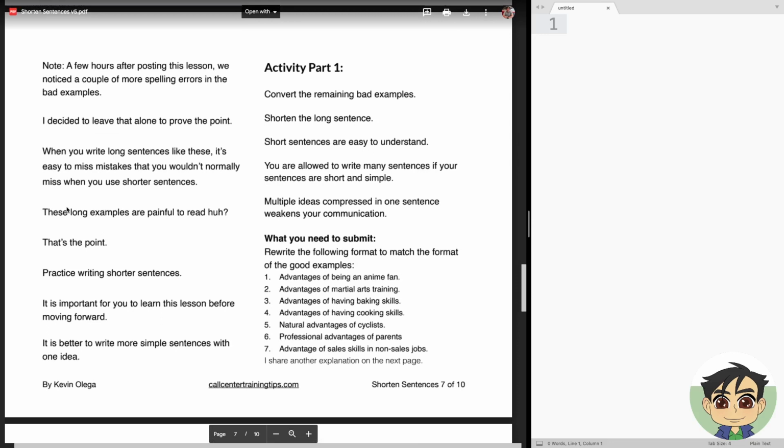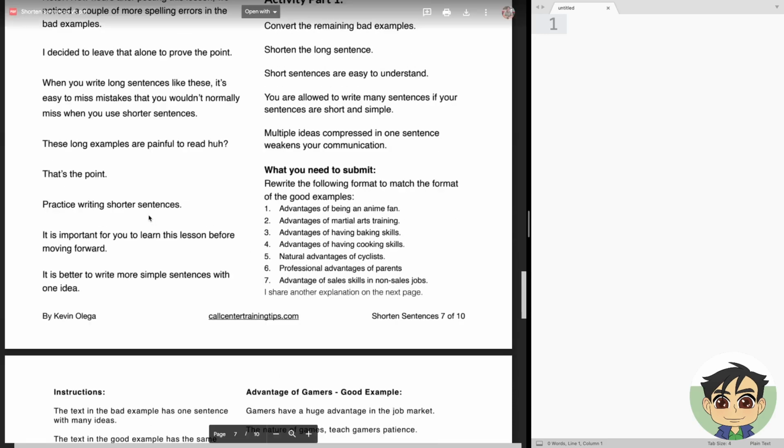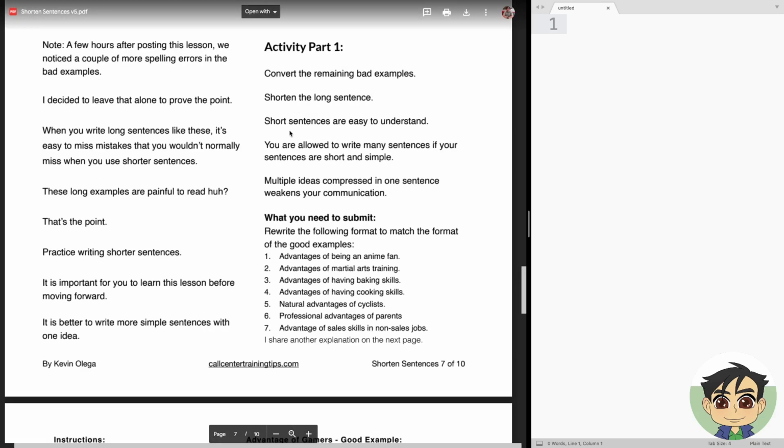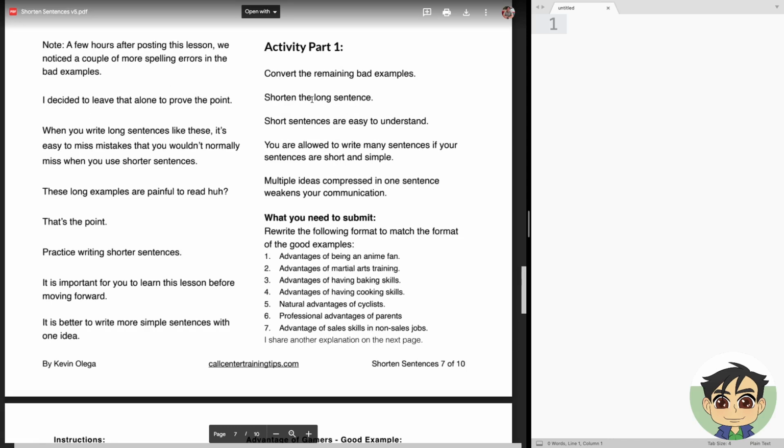I want you to practice writing shorter sentences. It's important for you to learn this lesson before we move forward, and it's better to write simple sentences with just one idea. So here's what we're going to do. Activity part one: we are going to convert the remaining bad examples, shorten the long sentences. Short sentences are easy to understand. You're allowed to write many sentences if your sentences are short and simple.